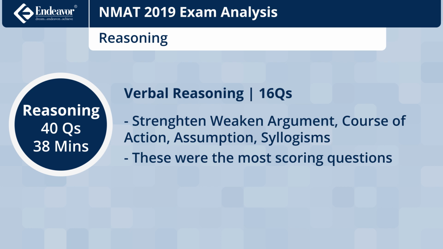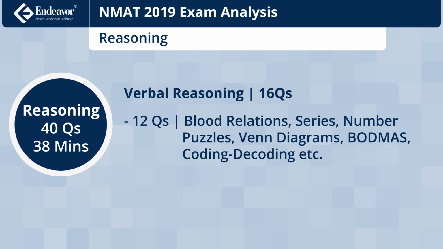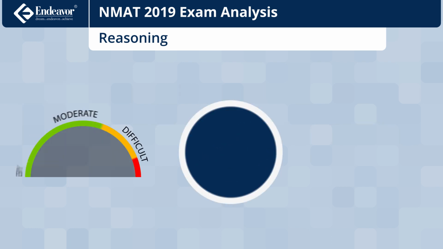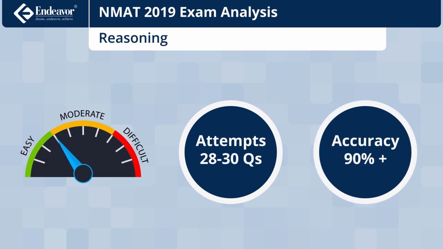The highlight of the remaining portion, once again, were 2 sets of input-output type. The logic behind each of these sets was very difficult to crack and would act as a speed breaker if not left aside quickly. 1 set of tabular arrangement data was also there. Apart from these, there were 12 independent questions from varieties like blood relations, series, number-based puzzles, Venn diagram, BODMAS, coding, decoding, etc. Approximately 28 to 30 genuine attempts with a 90+% accuracy should be sufficient for a good score.